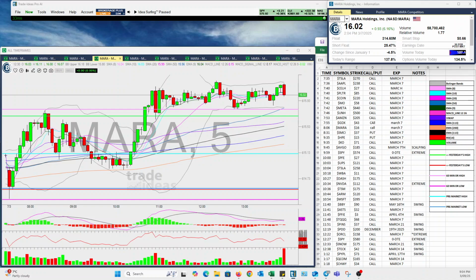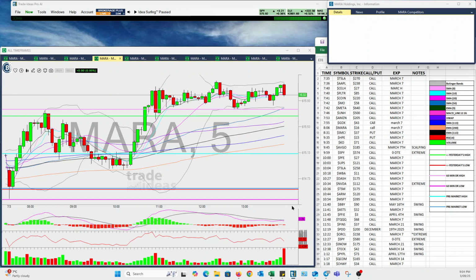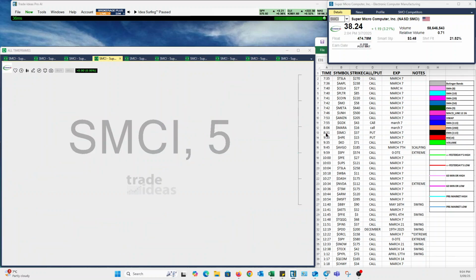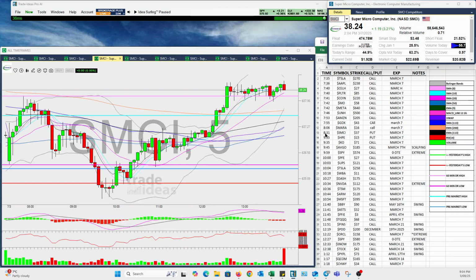Next we had SMCI, and it was a put. It was called out at 8:31, and again, these are all 0 DTEs on Friday, but to be safe, you want to buy at least a week out so that you've got some room for a bit of cushion. Okay, 8:31, so that's probably right around 8:30, right here. This was called out as a put.